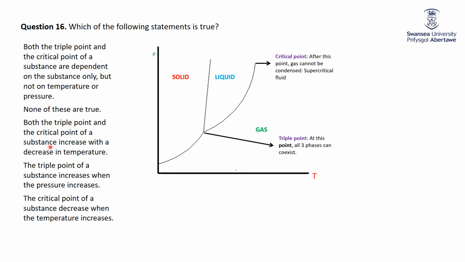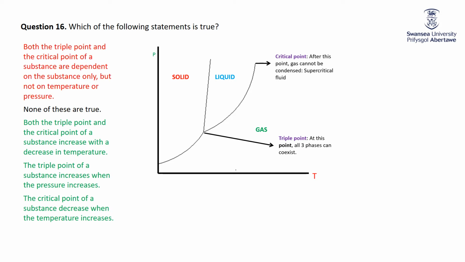Triple point and critical point increase with a decrease in temperature? No, you decrease the temperature, you don't change where these are. Triple point increases when the pressure increases? No, it's right here at that pressure. It's not going to change when you increase the pressure. And the critical point decreases when the temperature increases? Again, here is the critical point. It's going to be at this temperature regardless of what you do with the temperature. So all of those are false.